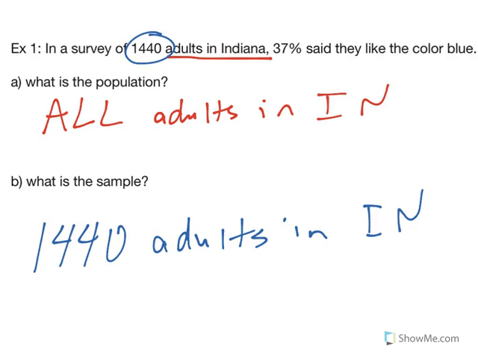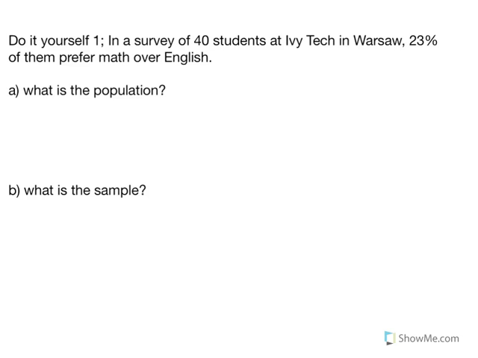So you'll see the difference. When they ask for population, you shouldn't have a number. You should have all. But when you talk about a sample, you should actually have a number. So go ahead and try this one. Hit pause, try it, and then come back and see if you have the right idea on this.